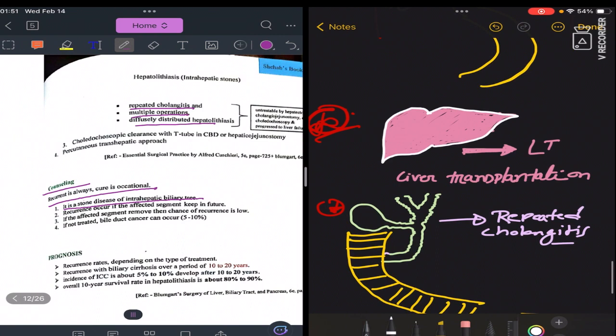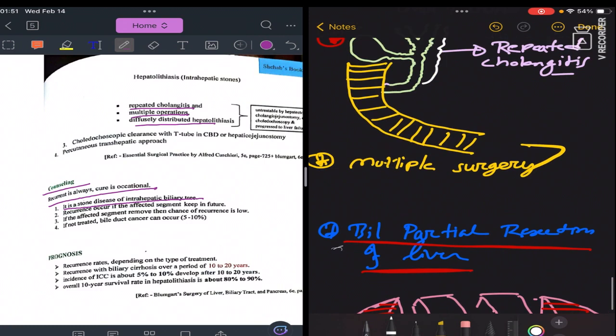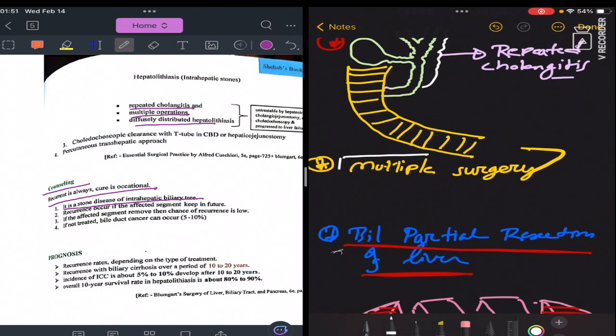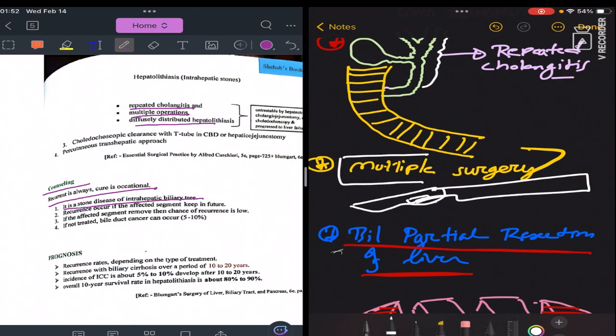Repeated cholangitis. So here, by seeing the corrugated area, we can understand there is repeated cholangitis, and multiple operation. The patient has undergone the scalpel multiple times.